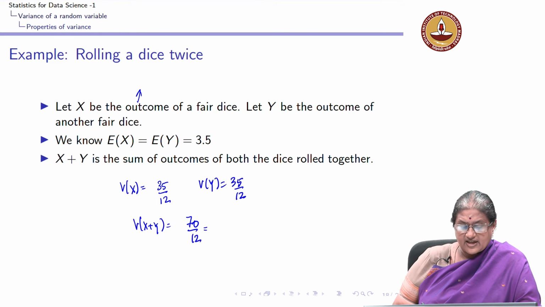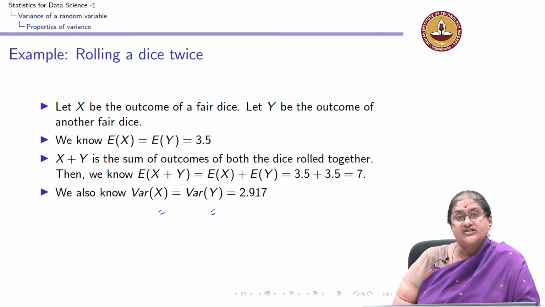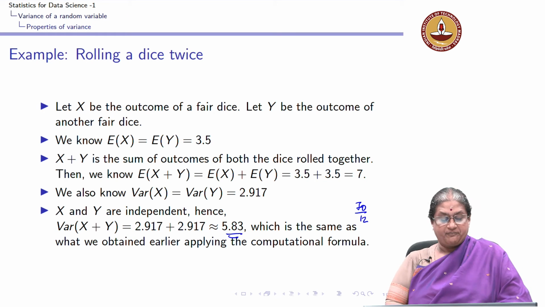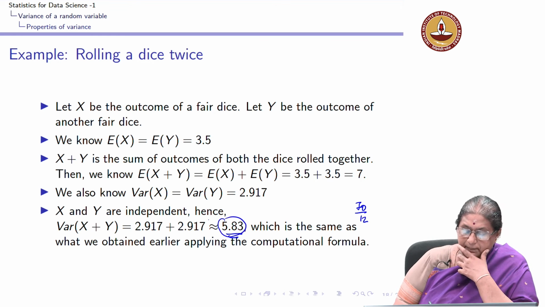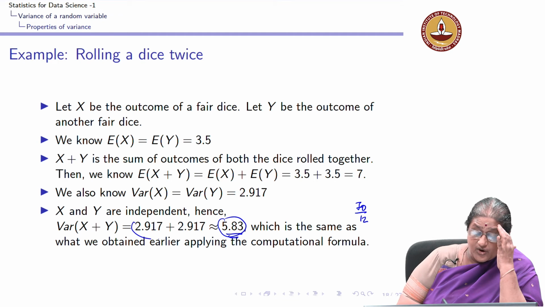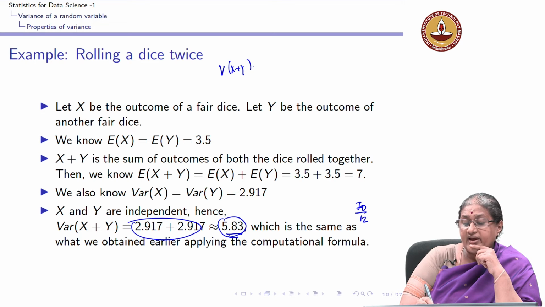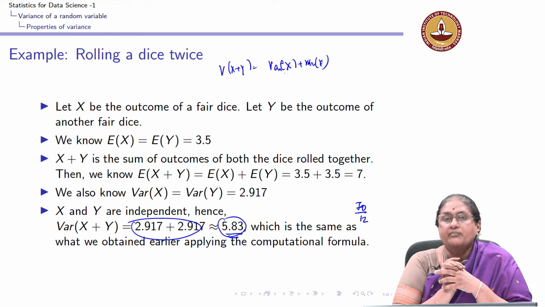And you can verify that variance of X plus Y is variance of X plus variance of Y, which is almost equal to 5.83, which you can check is 70 by 12. So you can verify that this is what we got applying the computational formula. This is what we got by applying the fact that variance of X plus Y equal to variance of X plus variance of Y when X and Y are independent random variables.